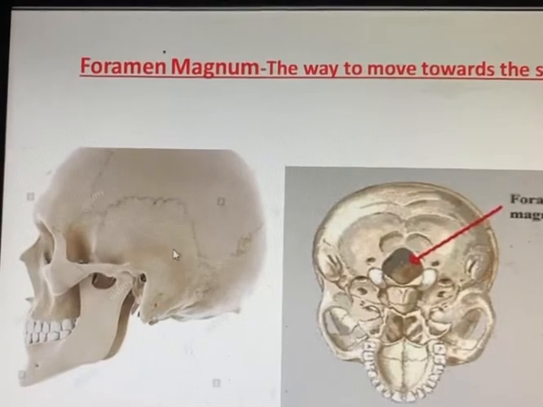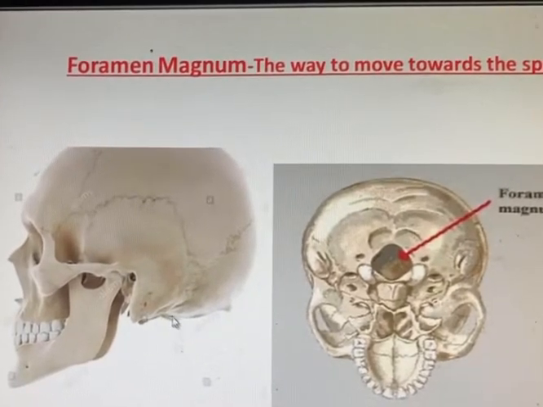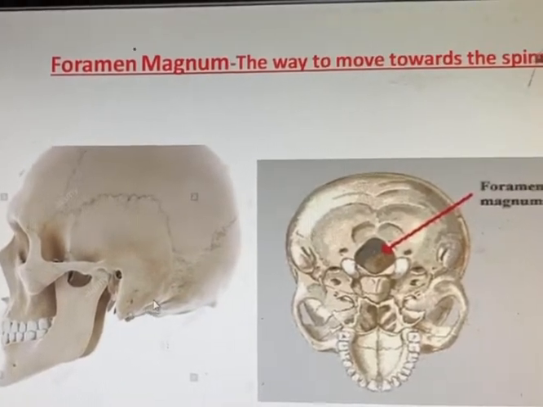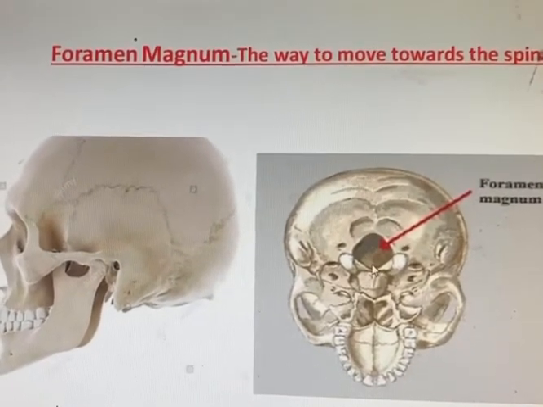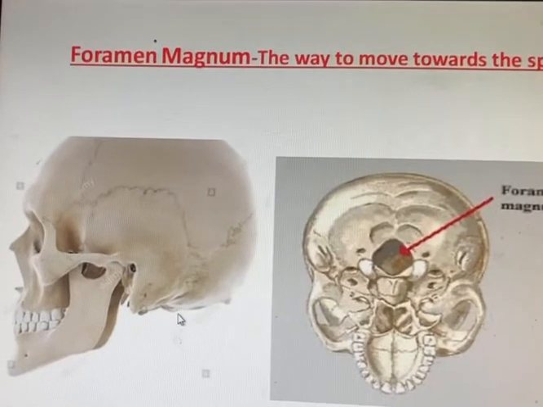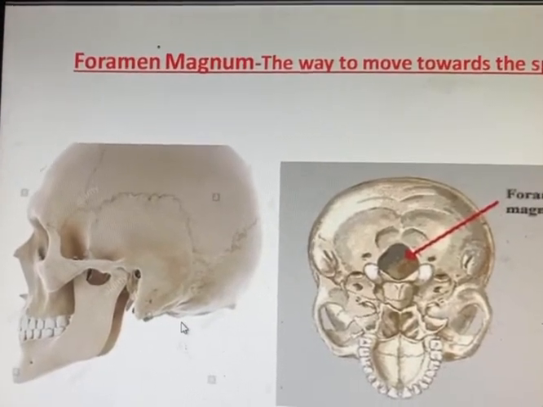Here is a side view of a skull. At this position, there is a hollow groove, and this one is the foramen magnum, showing the foramen magnum groove over there. The point is here. Can you understand?